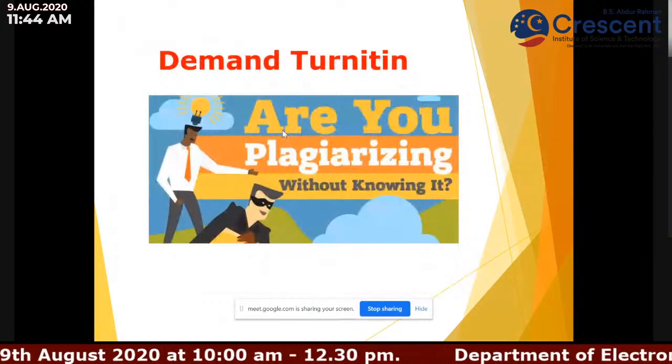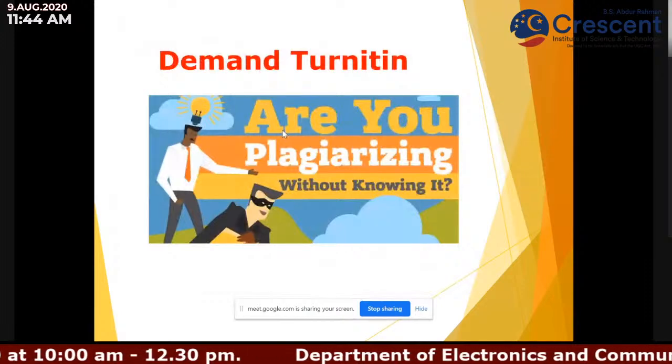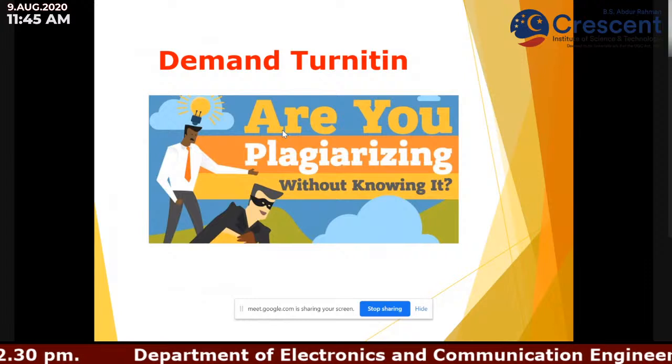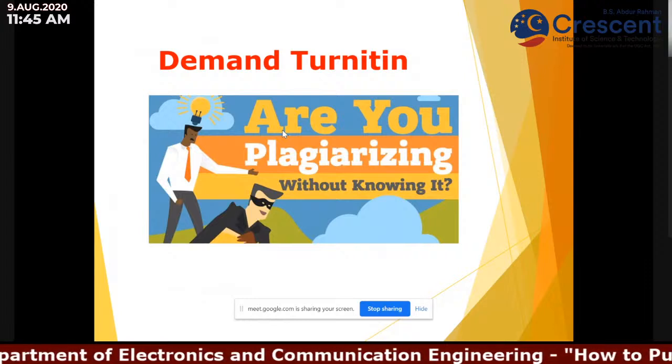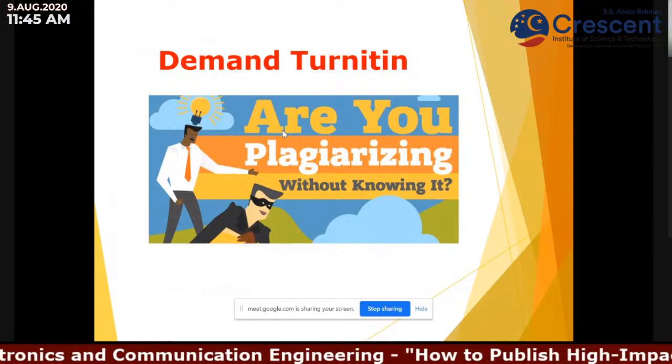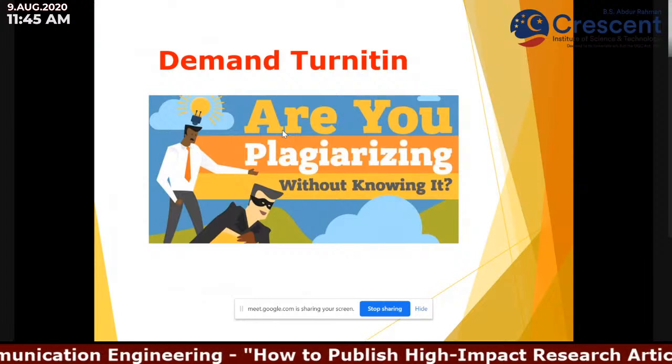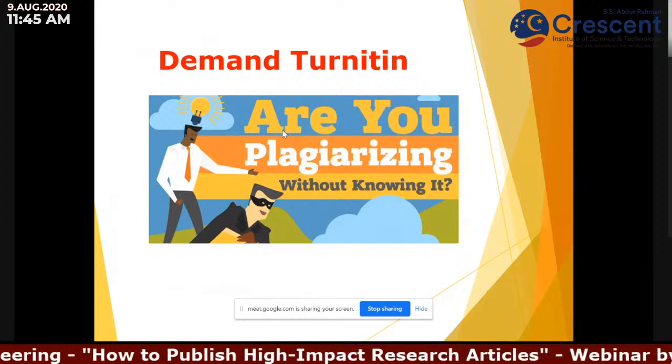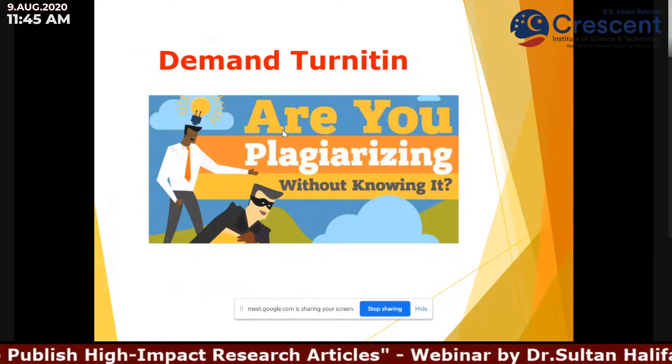Okay, turn 10. Plagiarism is a major problem. You know, people read papers very well, and people sometimes take texts from others. That's okay, because science is science.